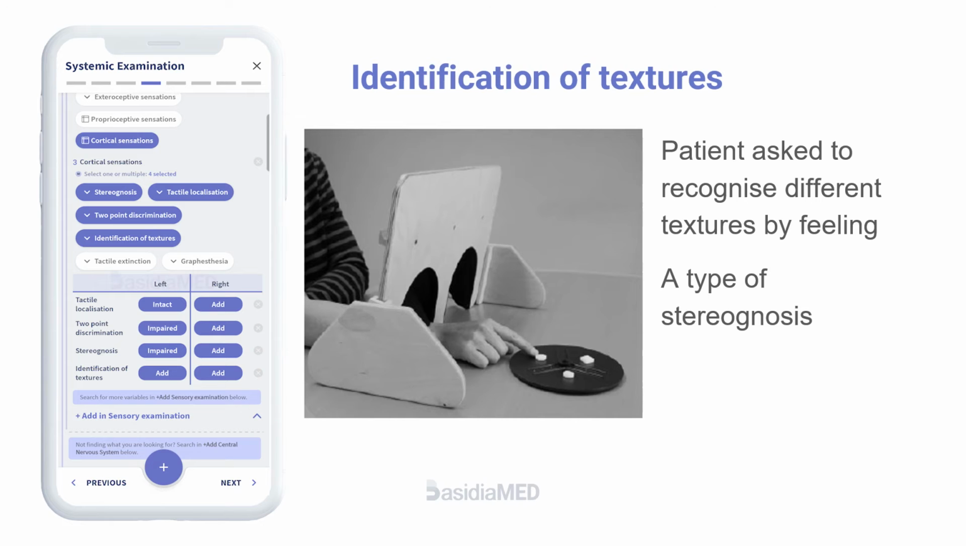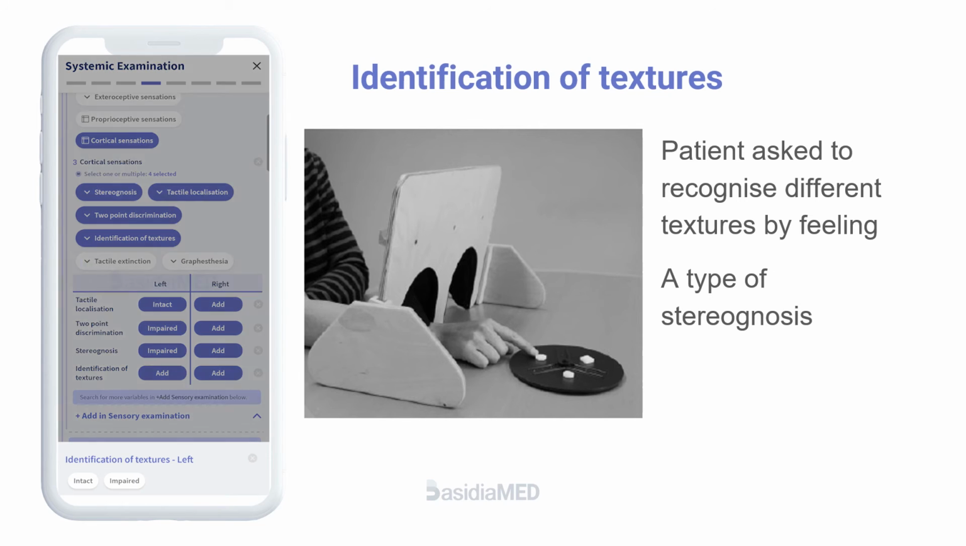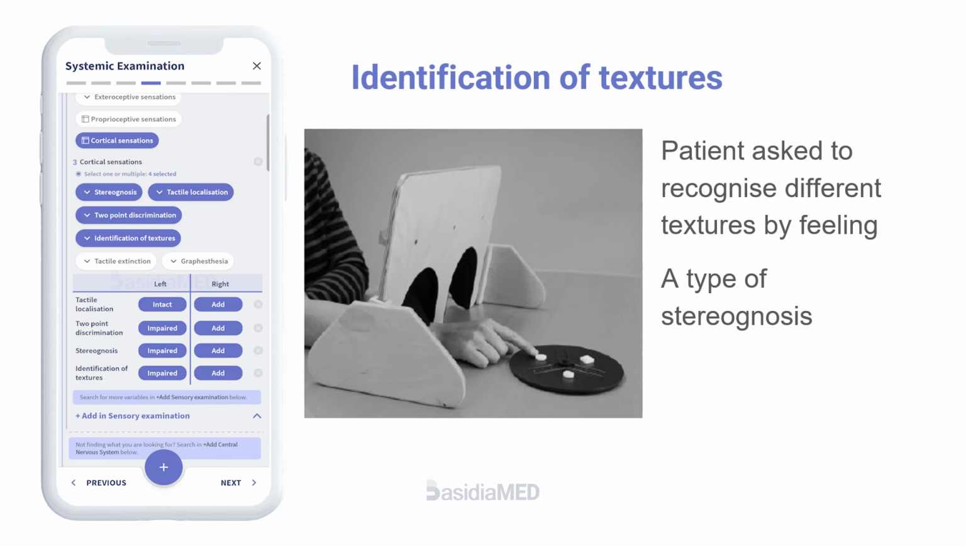Identification of textures is a type of stereognosis. It is tested using a piece of paper, cloth, wood, or metal placed in the hand of the patient, who is then asked to identify the nature of the substance. It is impaired in all conditions of astereognosis.